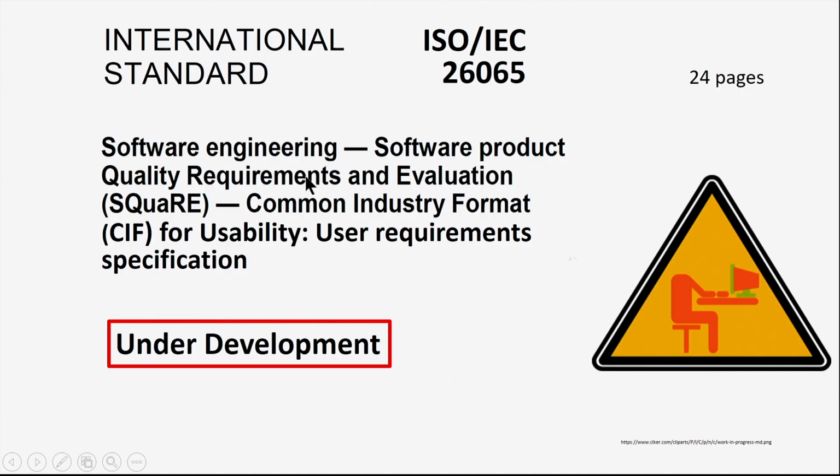Now, another document I want to mention in this series is 26065, which is currently under development, which is the user requirements specification. So the requirements come from the needs, and it's under development. The intent is it's going to be about 24 pages long. We will see how it goes.